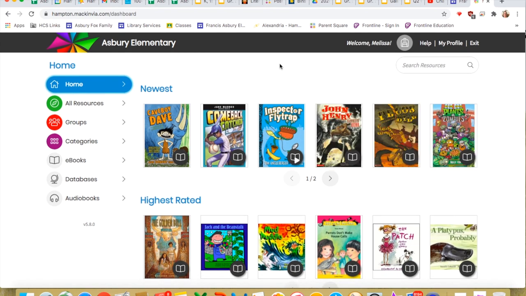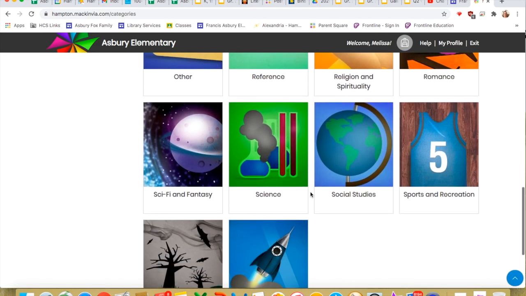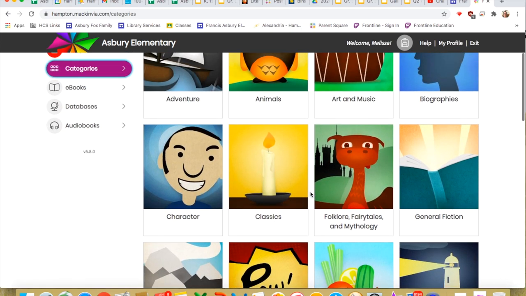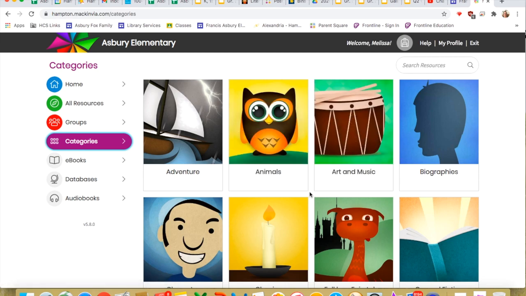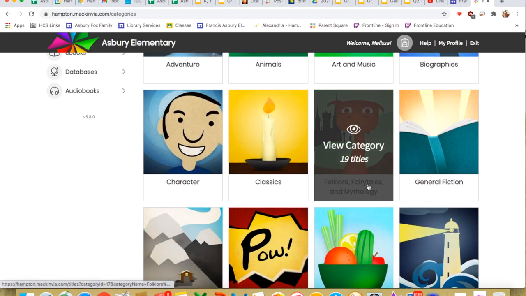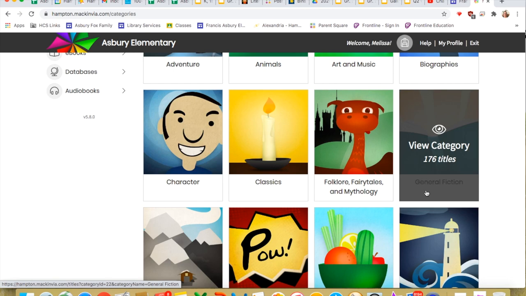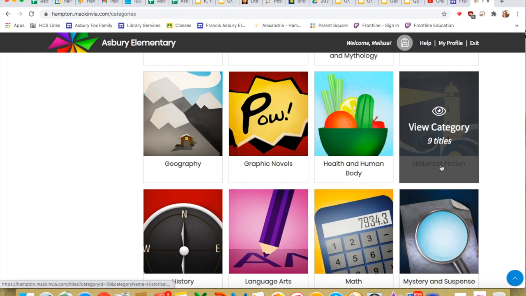Remember before when Miss T told you guys about Mackin Via, I said you could go over to the category section. So once you're in Mackin Via, if you click on the category section, you will see a lot of the genres have their own sections over here that you can explore. We have animals and art and music, so a lot of these are nonfiction. We have biographies, which is also nonfiction. We have fairy tales. We have some regular fiction. If you go down, we have historical fiction.